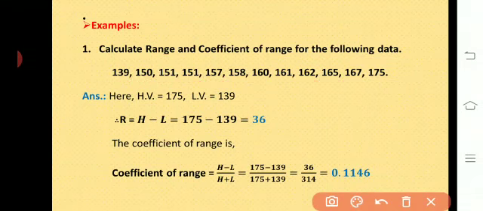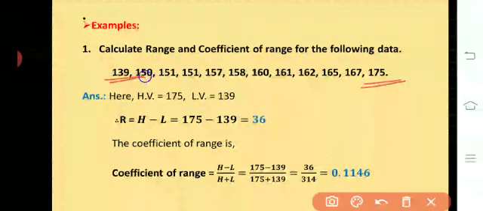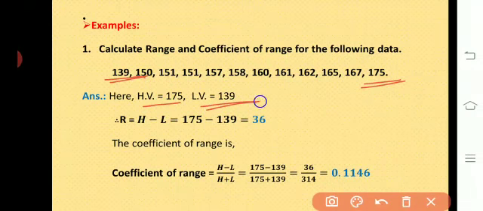Now here we will find the highest value and the lowest value. If you observe the data, the highest value is 175 and the lowest or least value is 139. Therefore, we have the formula to calculate range: R is equal to H minus L, that is 175 minus 139. Simplifying this, you will get range is equal to 36.